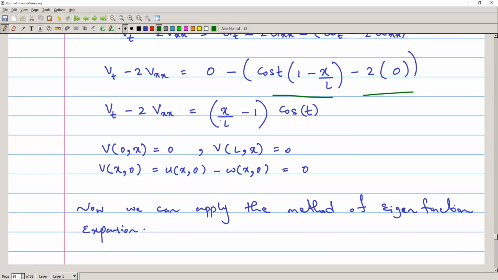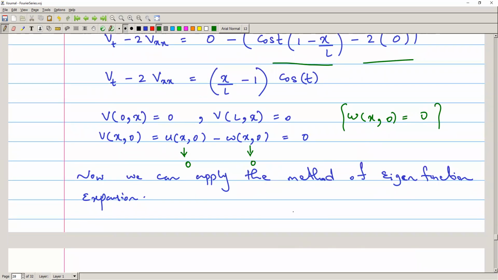Vt minus 2vxx is equal to x over L minus 1 times cosine t. The boundary conditions are homogeneous: v(0, x) is equal to 0, v(L, x) is equal to 0, and for the initial condition, v(x, 0) is equal to u(x, 0) minus w(x, 0). For w(x, 0) it will also be 0 because sine 0 is 0, right? And u of x comma 0 is already given as 0. So this is 0, this one is also 0. Therefore, v of x comma 0 is 0.